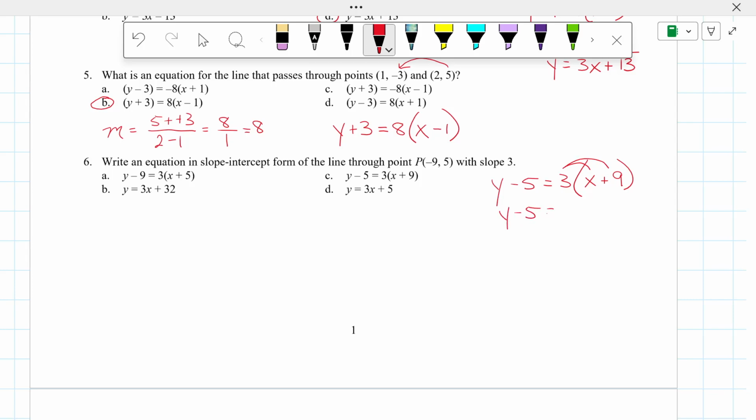Y minus 5 equals 3x plus 27. Add 5 to each side. And y is equal to 3x plus 32.